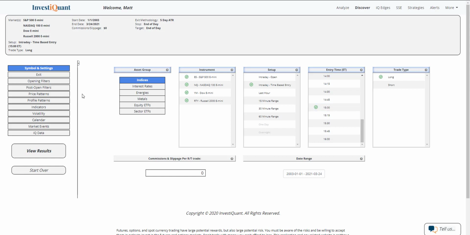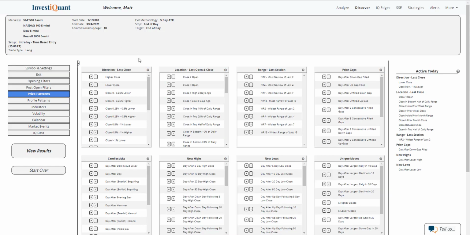Eastern time. Now, the key components that we were looking at on this morning's study was based upon where the close was yesterday relative to the pivot points for yesterday's session. And yesterday, we closed between the S1 and S2 pivot points. So I'm going to add that back to the study here. I've just added that from our price patterns library.